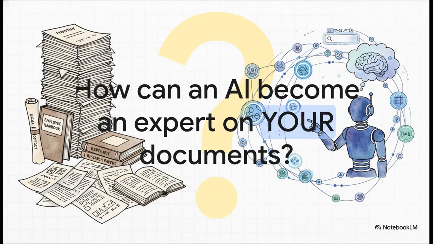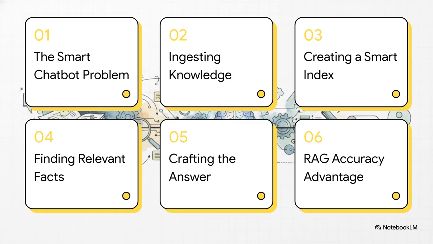So here's the big question we're tackling today. You've got a dense 100-page employee handbook, maybe a complicated legal contract, or a pile of research papers. How in the world do you get an AI to give you smart answers about that stuff when it's never even seen it before? Here's our blueprint for how we're going to solve that.